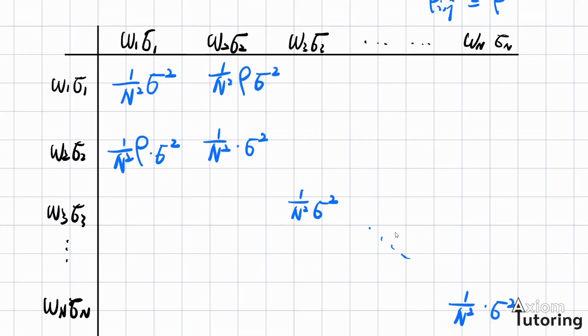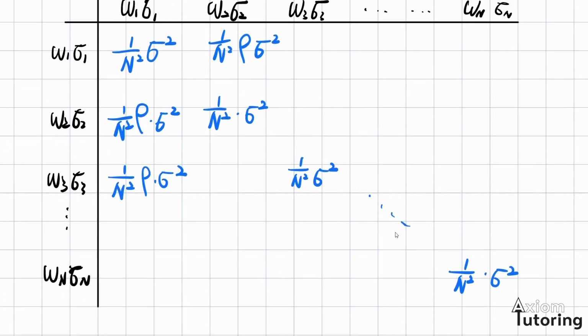Let's take a look at the term between the first and the third stock here. w1 and w3 are still the same, sigma 1 and sigma 3 are still the same, and rho 1,3 is the same as rho 1,2 here. So we can still confidently write 1 over n squared times rho times sigma squared. And as you can see, all these terms, as long as they're not on the diagonal, will remain the same.